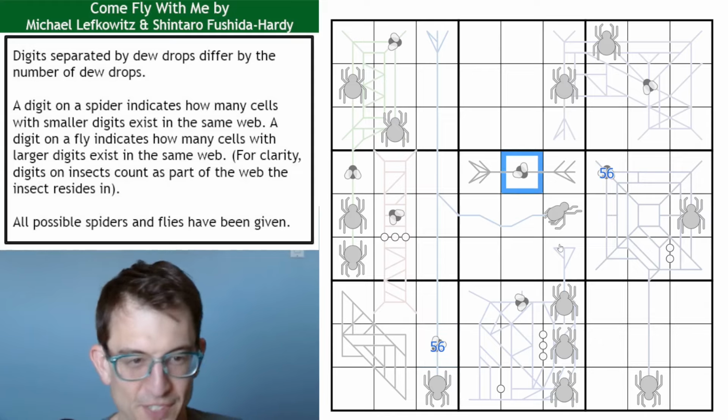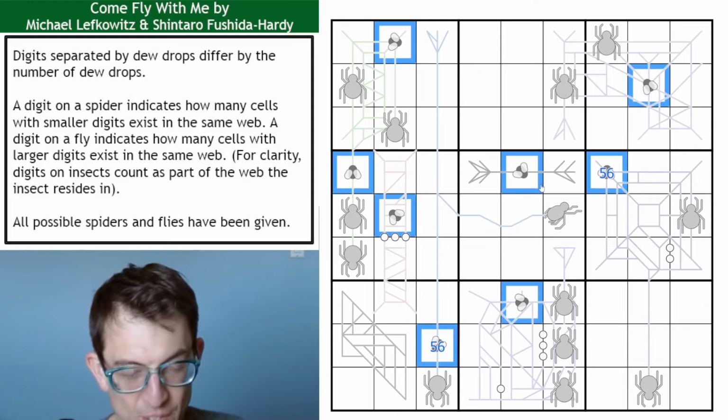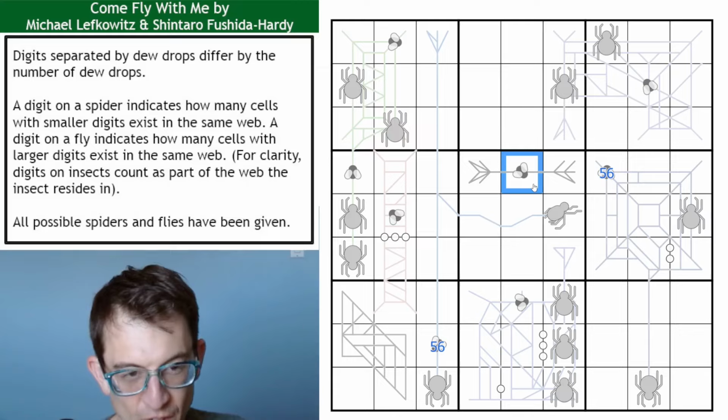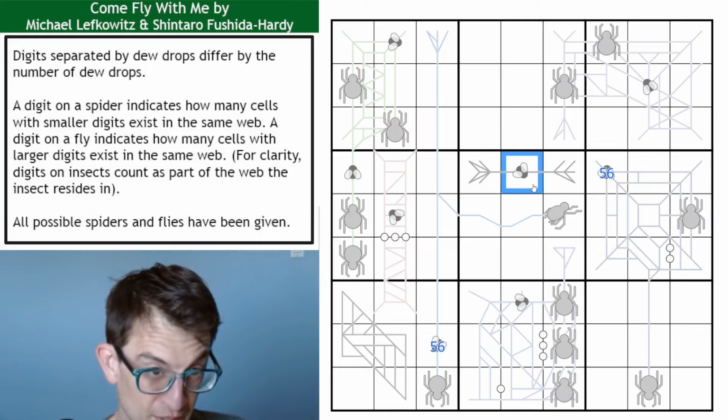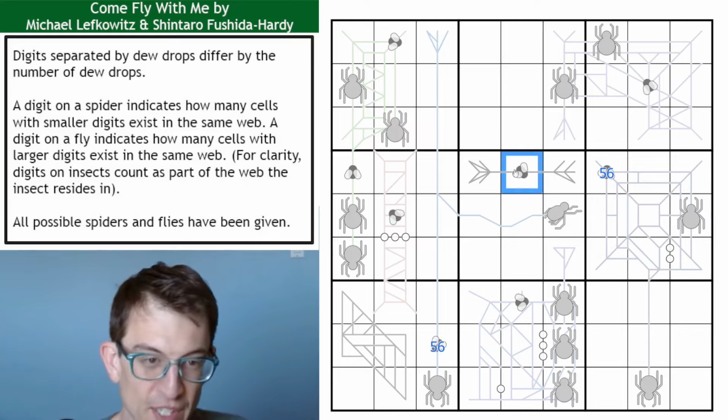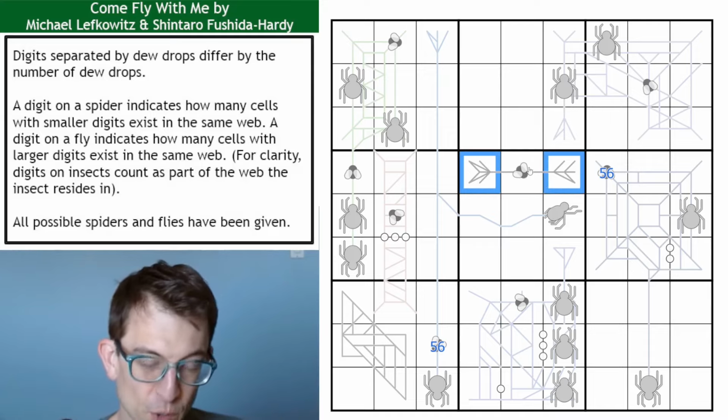Okay, let's think about this fly. It's in here with this spider. This fly cannot be 1. Yeah, this is a 2, I think. So this cannot be 1 because both of these digits will be greater than 1. So it counts 2 digits greater than 1. That doesn't work.